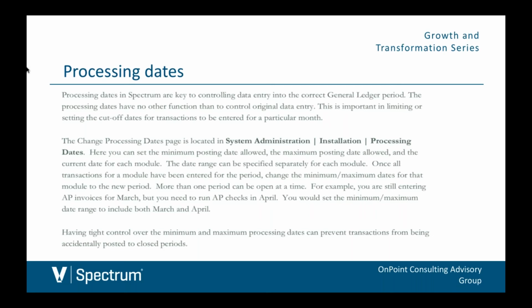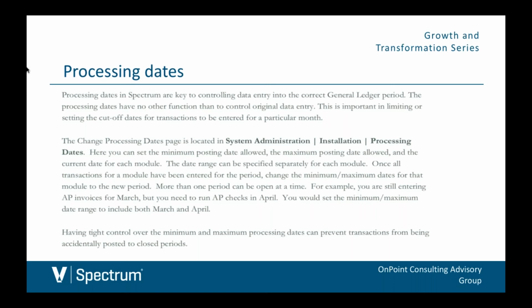So most of the time, I always went in and I just moved them all at one time, but you can do them separately. For instance, if you're still working on getting your invoices in for a particular month, but you need to move that maximum date out so that you can run checks in the next month, you can do it and open up the next month just for that one module if you wanted to.